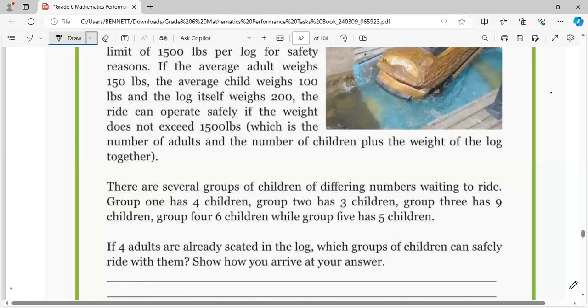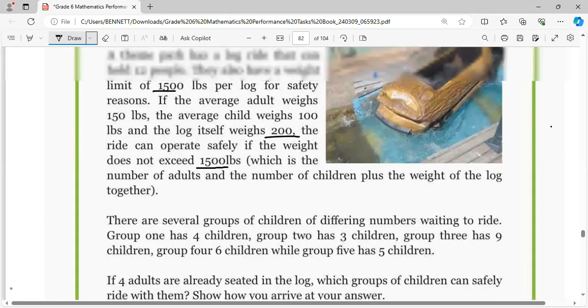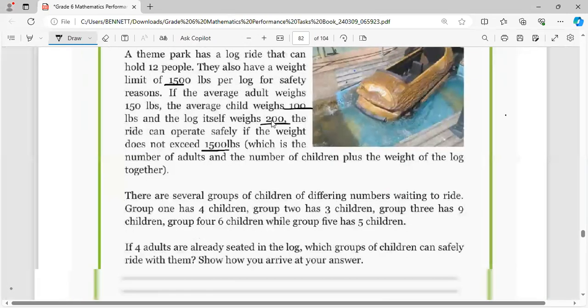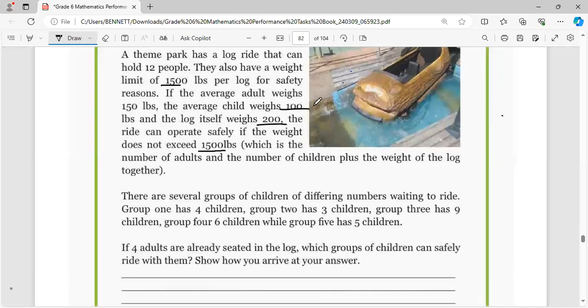Sir, could you put up the weight, please? You have the adult weight, you have it for children, and you have it for the log. So all of these, you're going to use all of these so you can solve it. So it says, if 4 adults are already seated in the log, which group of children can safely ride with them? Show how you arrive at your answer. Let me pause the video so you can complete that and then we'll proceed.